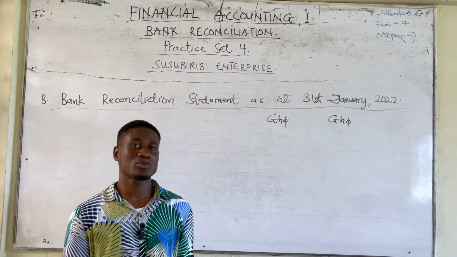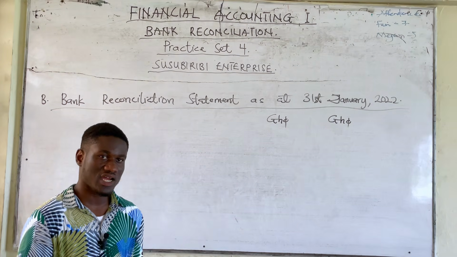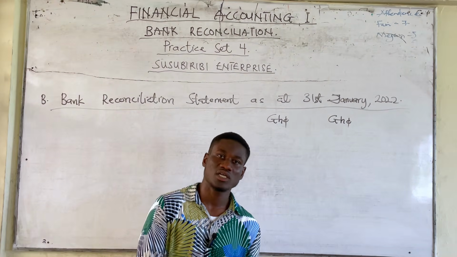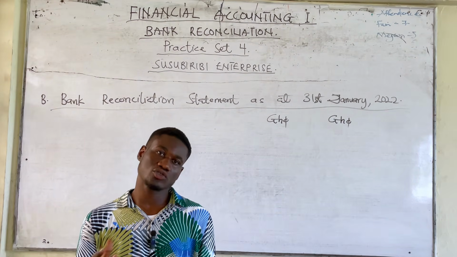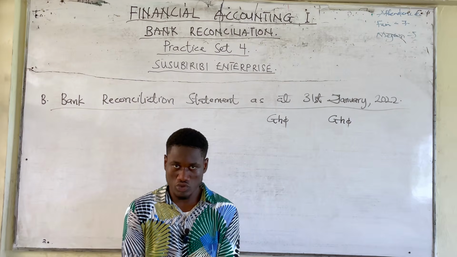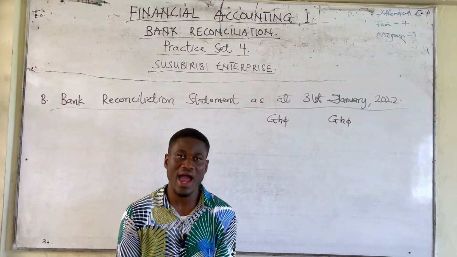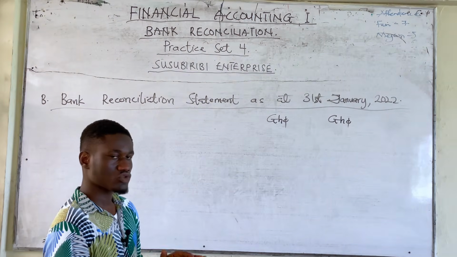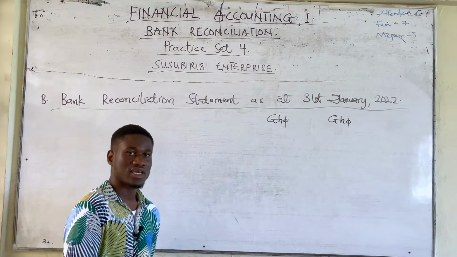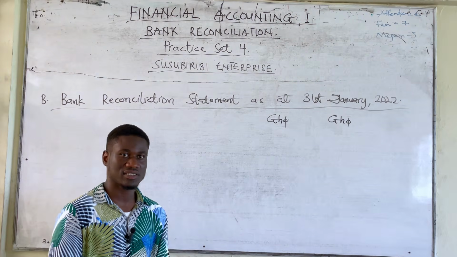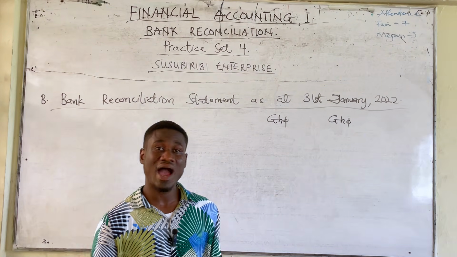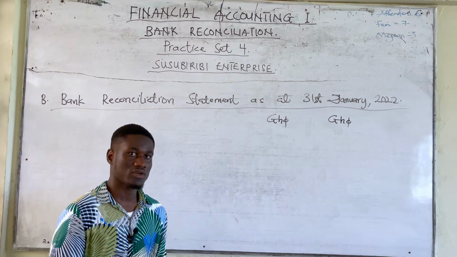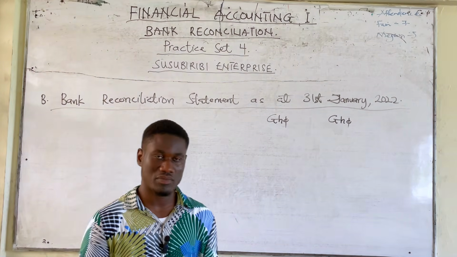So as we already know, the format is balance as per cash book. Then you add your unpresented checks, then you add your wrong credits to your unpresented checks. What you get, the total you get, you add the balance as per adjusted cash book amount. Then you bring the total down. Then you less uncredited checks. You add your uncredited checks and wrong debits, then you less it from the amount you've already gotten. Then you get your balance as per bank statement.